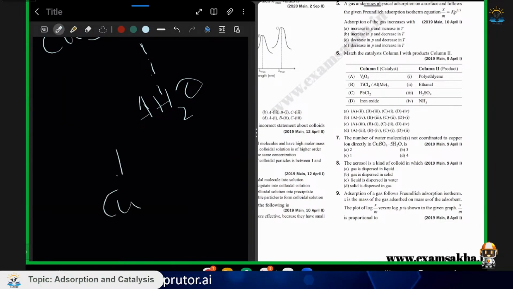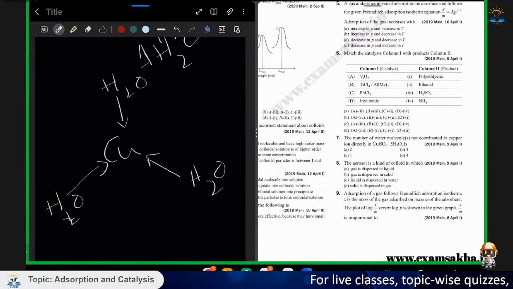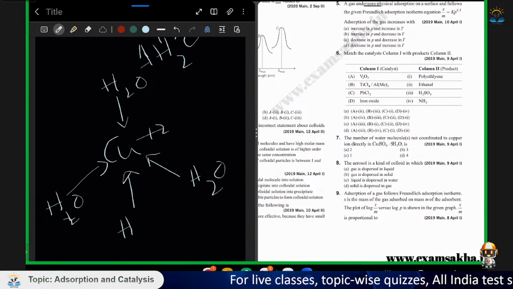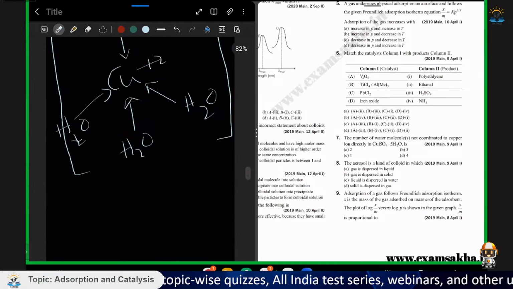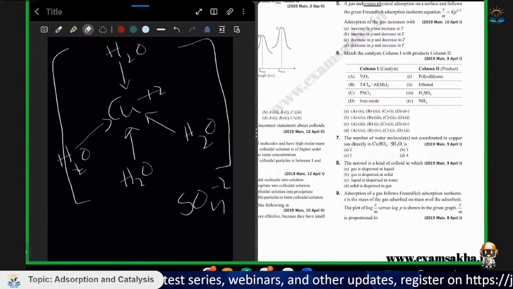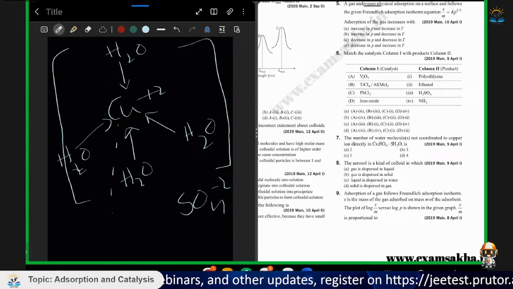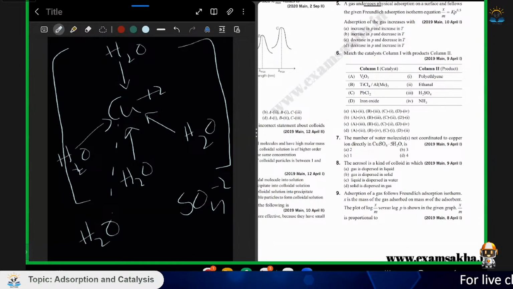Your copper coordinates to 4 water molecules to form a complex. The counter ion is SO4 minus 2. And now since this copper has just a positive charge, one water gets hydrogen bonded. Polarities are high. So not only F, oxygen and nitrogen, complex centers can also form hydrogen bonds with water molecules.